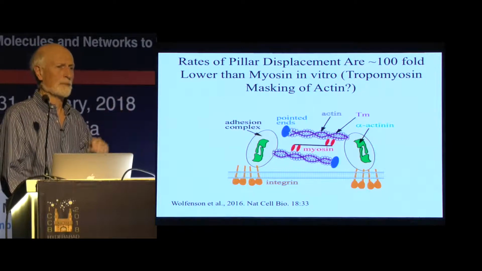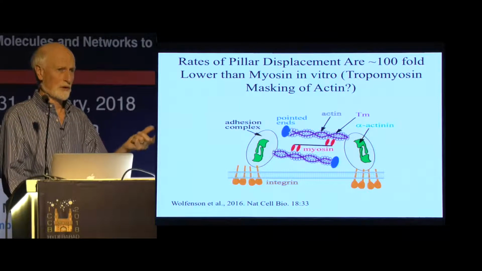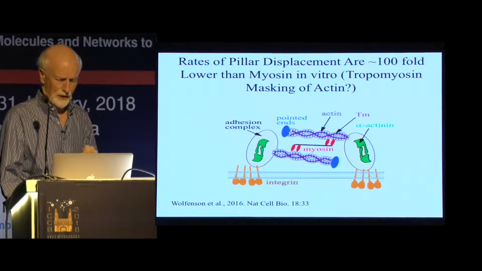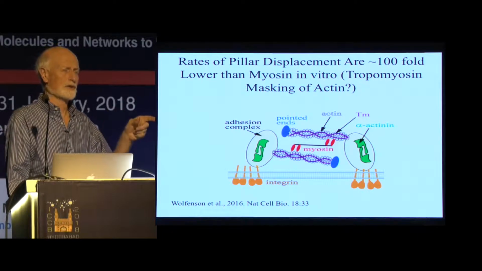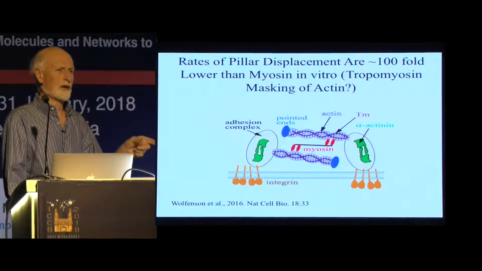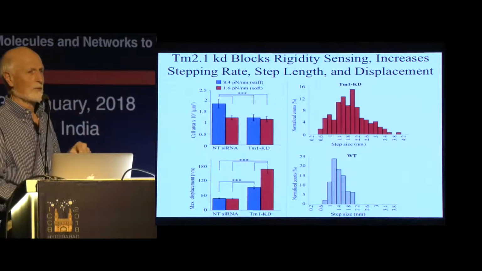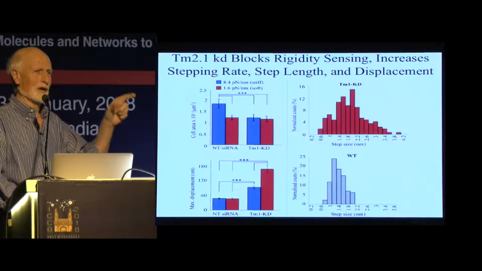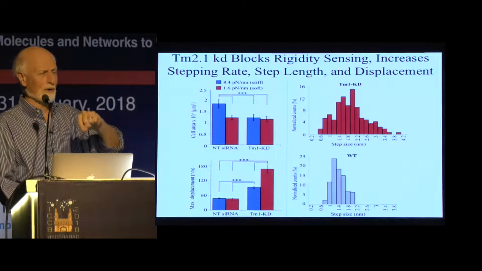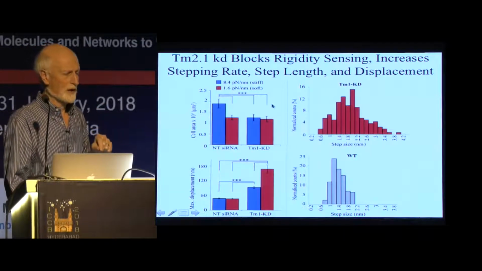So why is that? Perhaps it could be slowed down by tropomyosin, was our initial thought. So Hagai looked and stained in that region of the cell for tropomyosin and found that there was one isoform of tropomyosin that was known as tropomyosin 1, now known as tropomyosin 2.1, and he knocked it down.